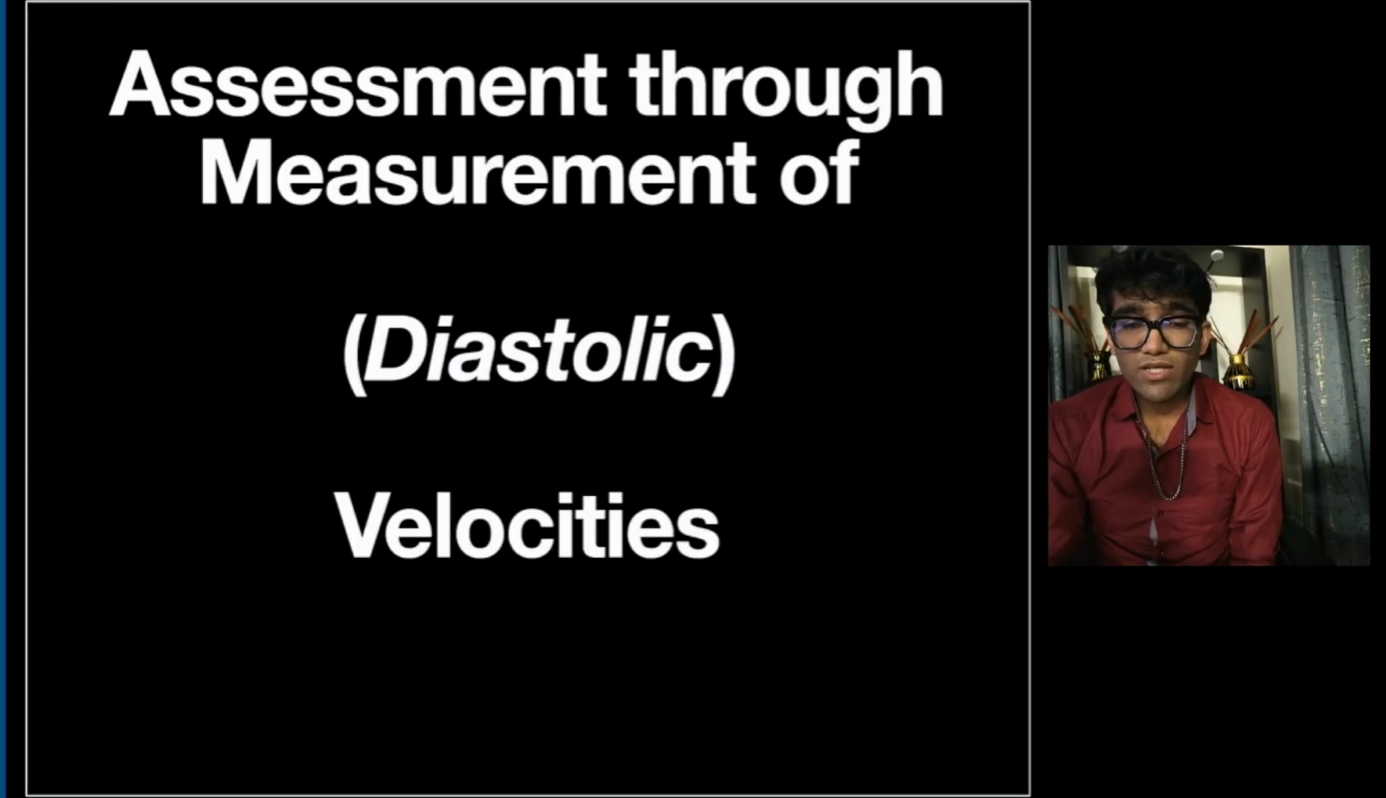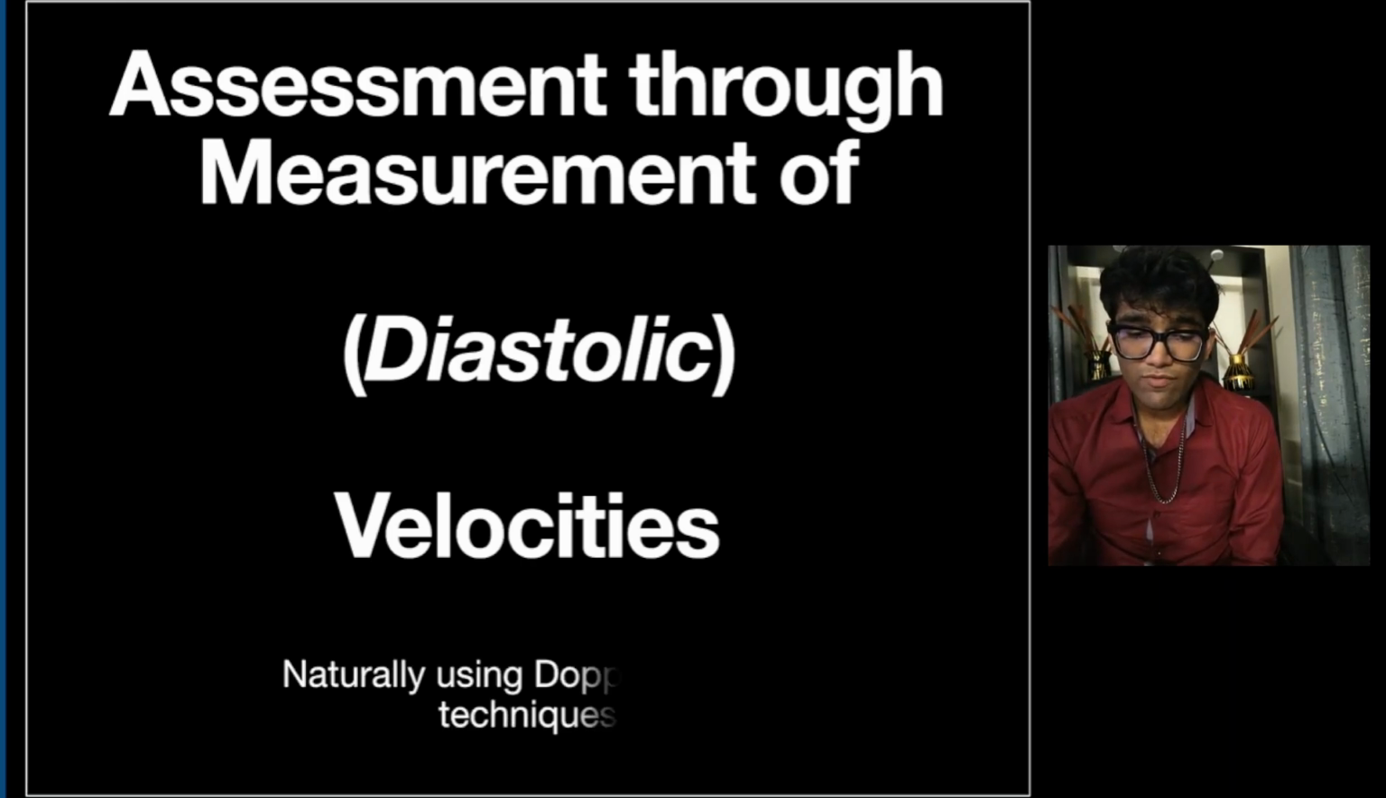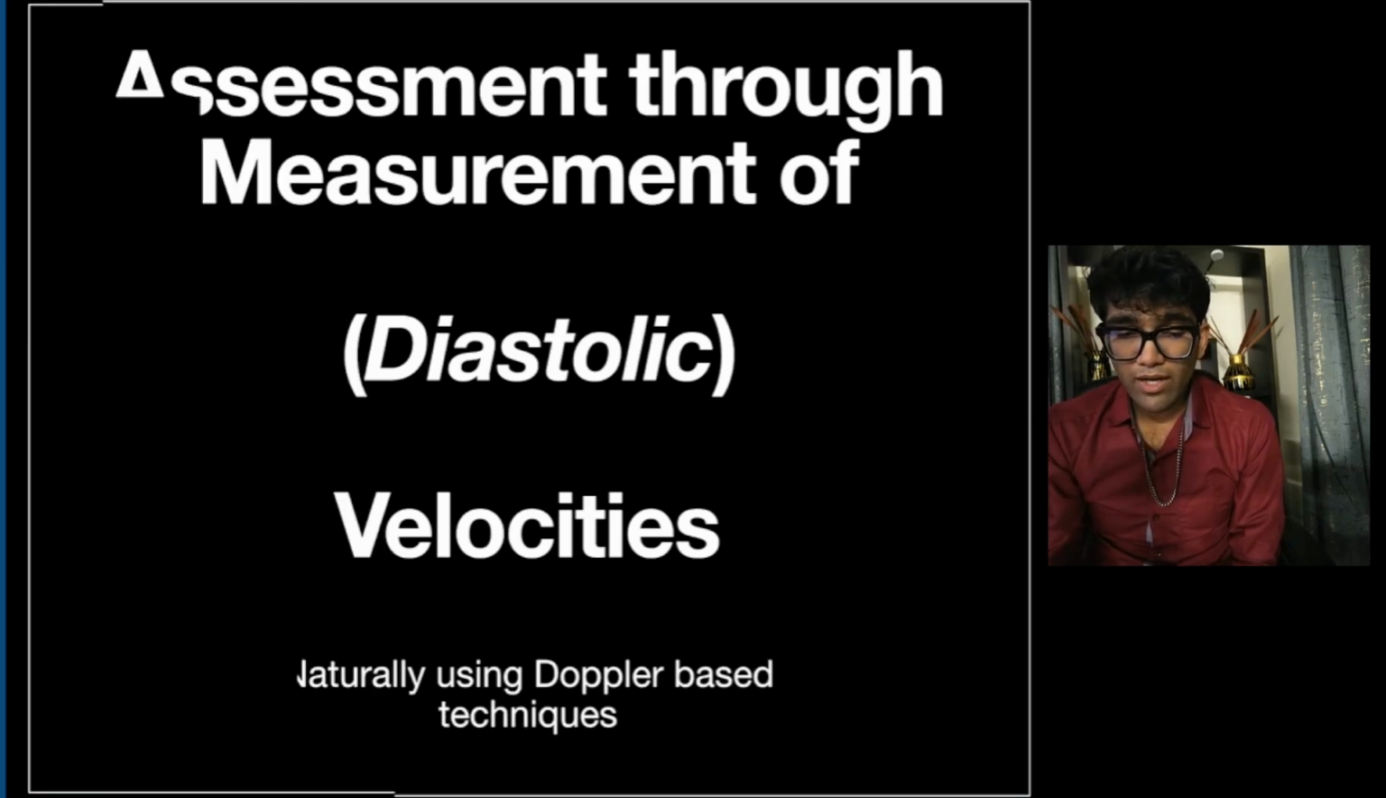So what we can do is go through with the next thing in our list, that is we measure the velocities, and since we are assessing ventricular filling, we'll be assessing diastolic velocities. Now when we are assessing diastolic velocities, what velocities would we measure? During diastole, obviously we'd be using Doppler, and in that Doppler we'll be assessing how fast the blood is moving from the left atrium into the left ventricle.